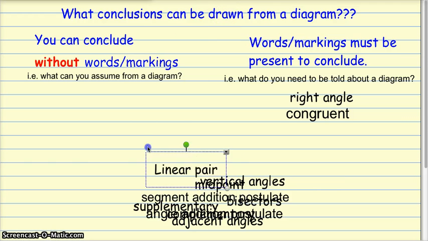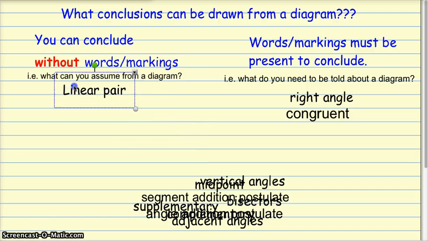Linear pairs, however, I don't have to tell you that linear pairs are a linear pair. You can assume that things are a linear pair because of what you know about them, that they make a line. Vertical angles. Again, I don't have to tell you, hey, these things are vertical. You know what vertical angles are because you know the definition of vertical angles.